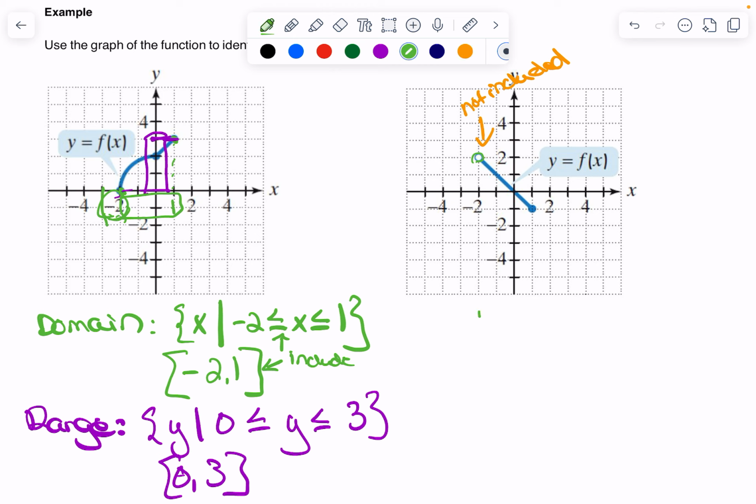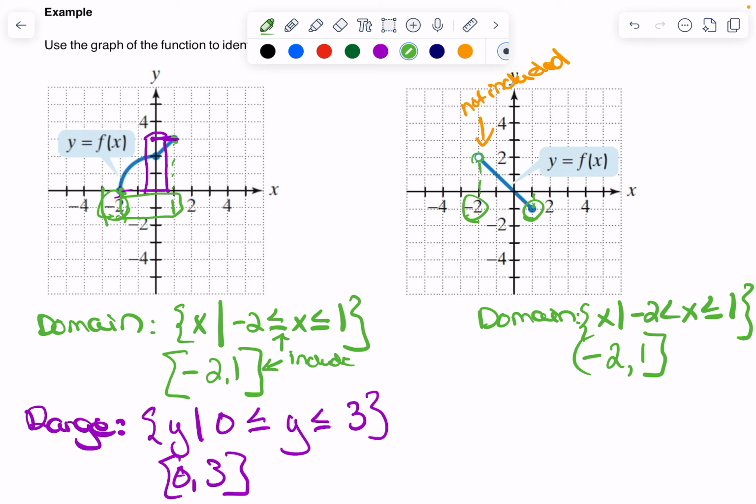Okay, so let's look at the domain for this one. We are starting at -2 and going to 1. So x is such that -2 is less than x is less than or equal to 1 because the 1 is included in there. And we close the braces. And if we want to write it the other way, -2 is going to be parentheses because -2 is not included, and 1 is going to be inside a bracket because the 1 is included.